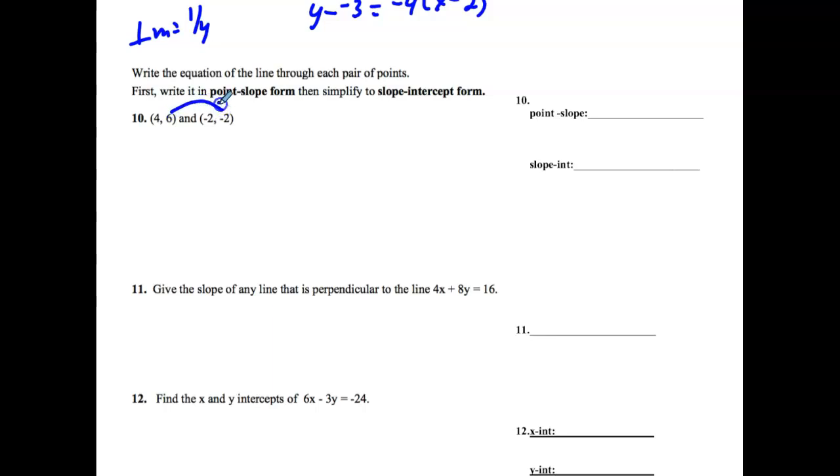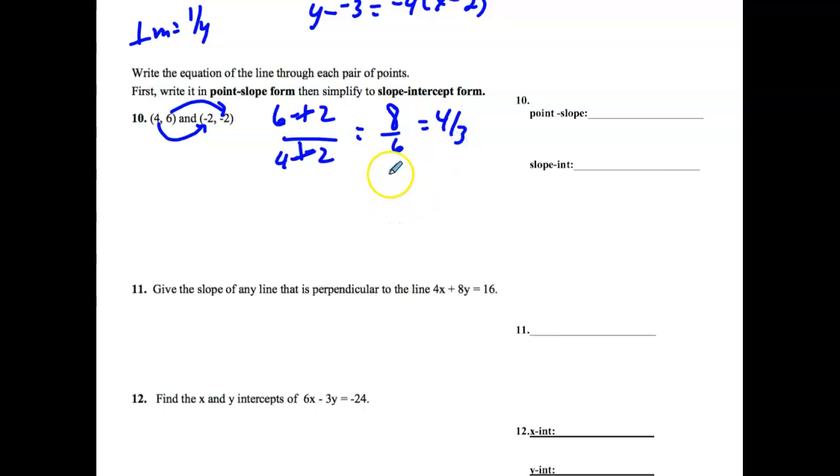I would start with the 6 because that's going to allow me to have a positive on top. I like that. And this one's really nice because when I follow that order, I get a positive on the bottom. I like it when that happens. So this would turn into positive 8, 6 plus 2, and this would turn into positive 6. Reduce that, and the slope is 4/3.